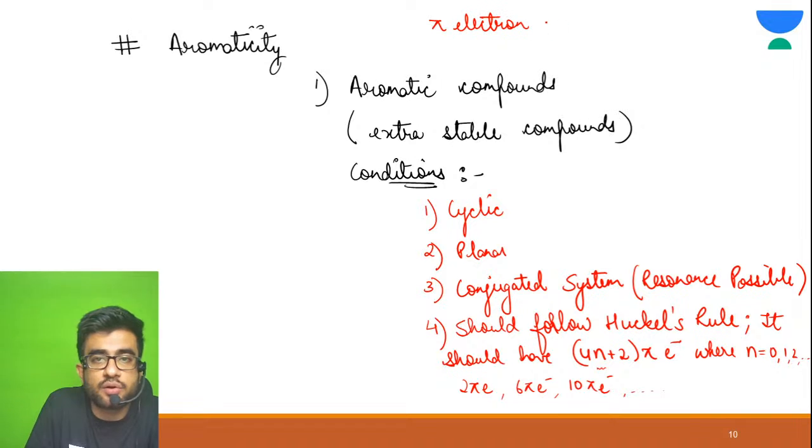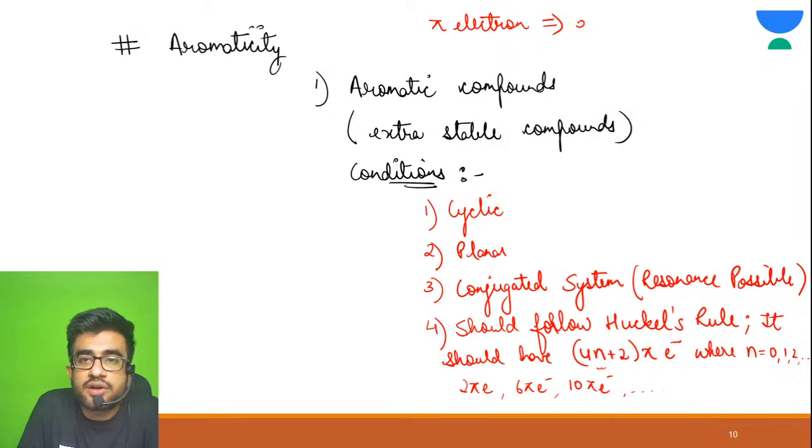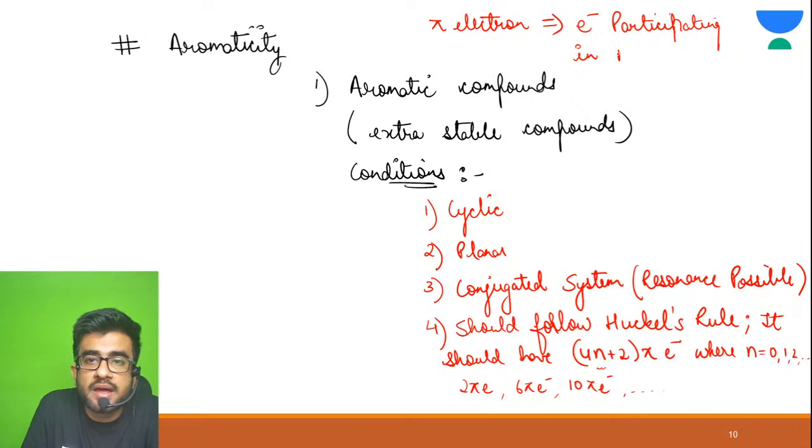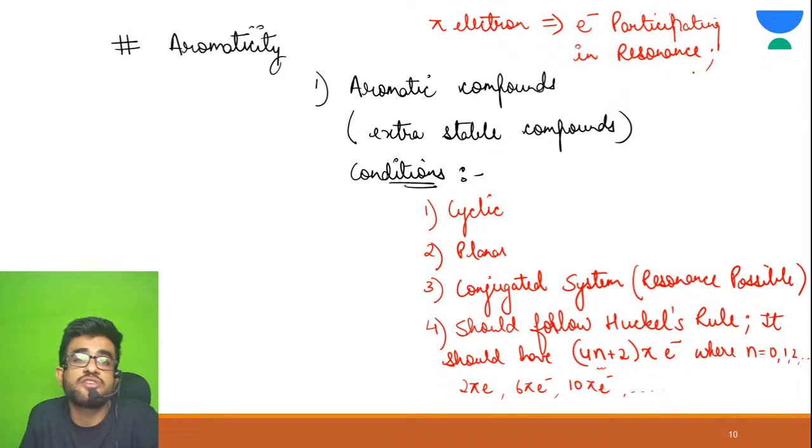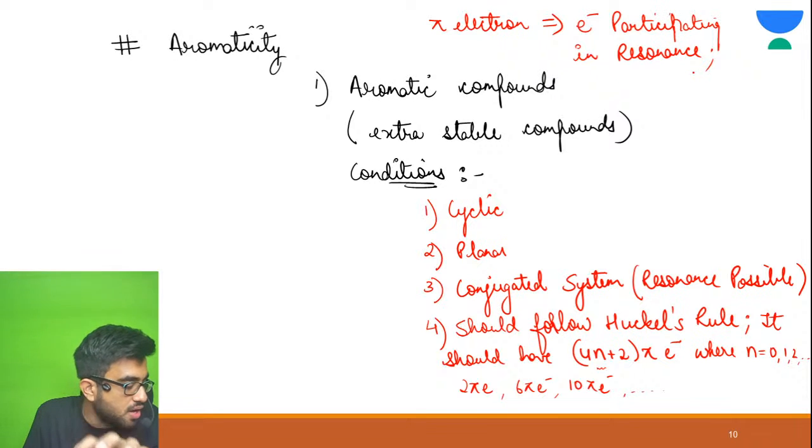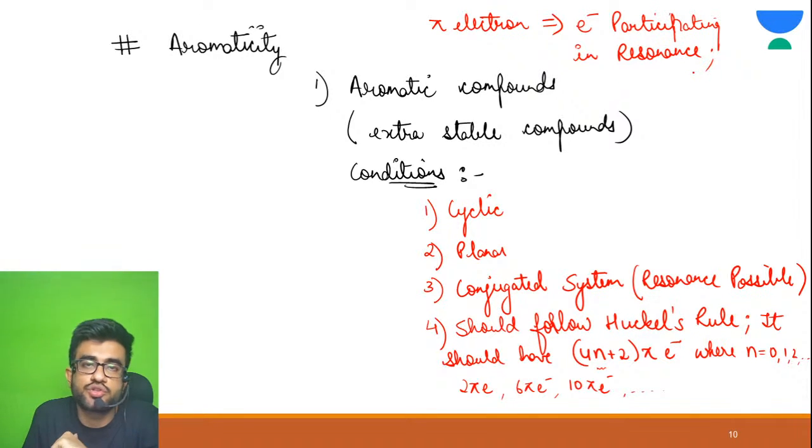Now what are pi electrons? Electrons participating in resonance are known as pi electrons. So the number of electrons participating in resonance must be either 2 pi, 6 pi, or 10 pi. This many pi electrons should participate.